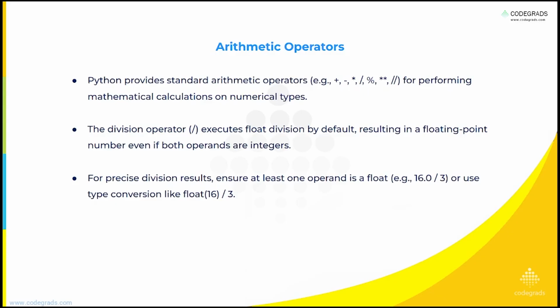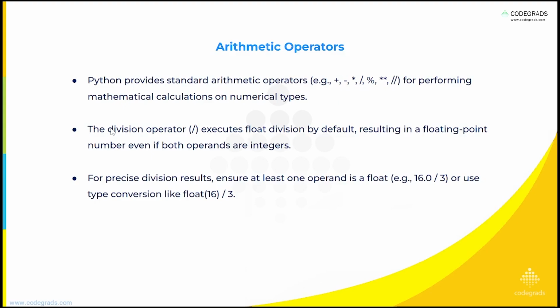Now we have arithmetic operators. Python provides standard arithmetic operators, for example plus, minus, multiplication, division, and modulus, for performing mathematical calculations on numerical types. So these are the different arithmetic operators. When I want to do addition, what symbol will I use? I will use this symbol. Suppose I have a variable named x and I give it the value 2 plus 2. So what will be the answer of x?